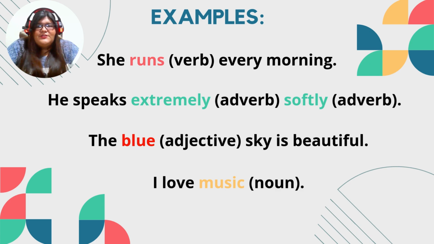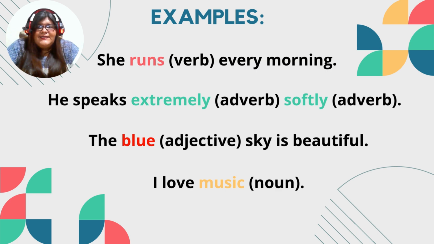For example, she runs every morning. So the action, or the verb, in this case is runs. Then we have here, he speaks extremely softly. And is it correct that we find two or three or four adverbs in one phrase? So you see, he speaks extremely softly.